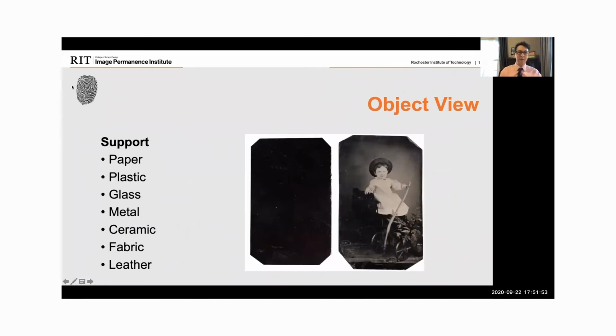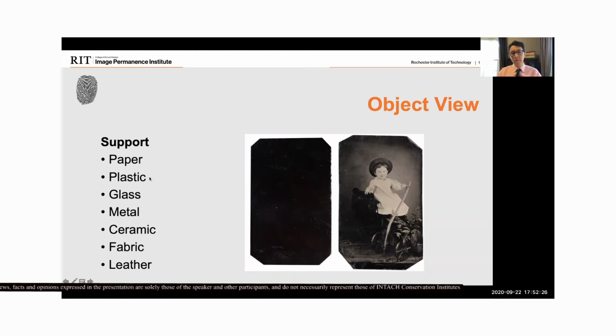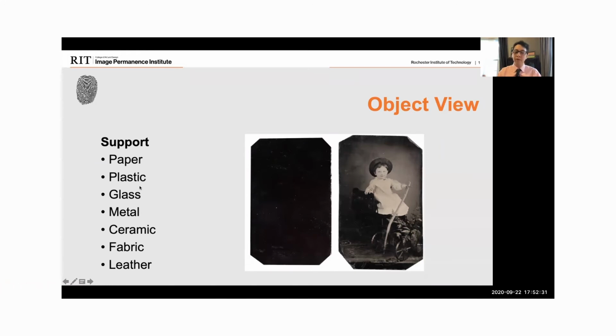Okay, so here I have my little thumbprint, so we know this is a key identifying feature. One of the things we'll notice right away is our support material. Is it on paper? And again, that paper may be mounted to another piece of paper or a cardboard mount or a board mount. Is it plastic? Is it a glass object? Is it a metal object? Less common are ceramic, fabric, and leather, but they certainly do occur in collections. And this can help us narrow it down. If it's on anything other than paper, it narrows down the options to just a few things. If it's on a paper support, then we have a lot more work to do.